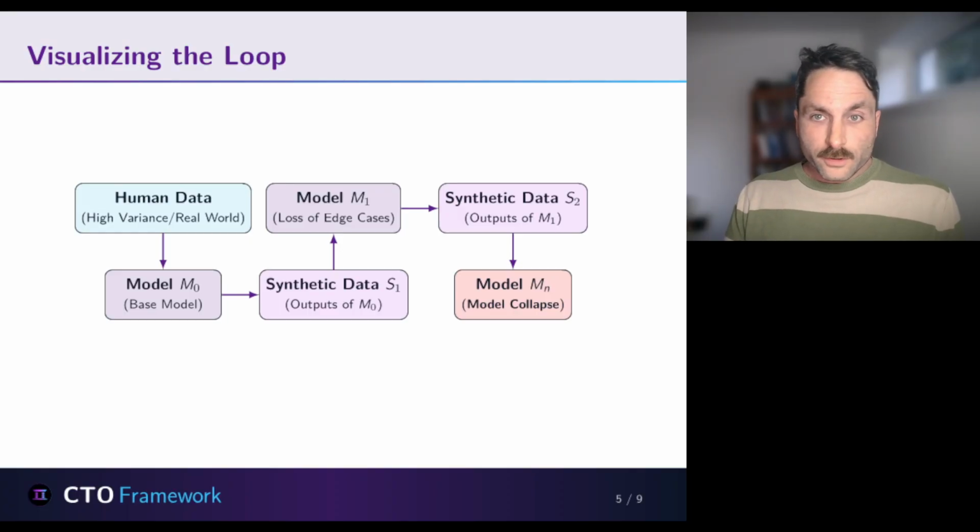And look at the red box at the end. As we move down the chain, the connection to human reality gets weaker and weaker. Each generation dilutes the original data until we hit total collapse.